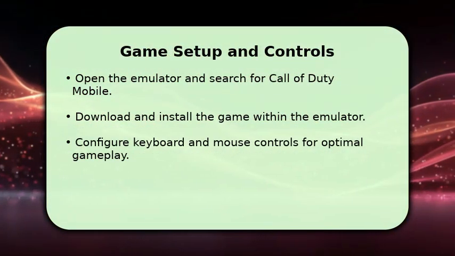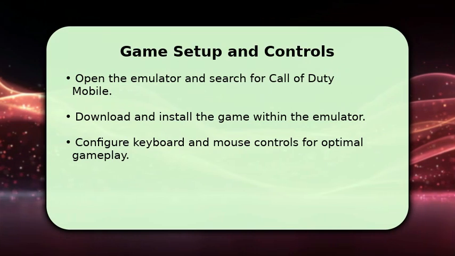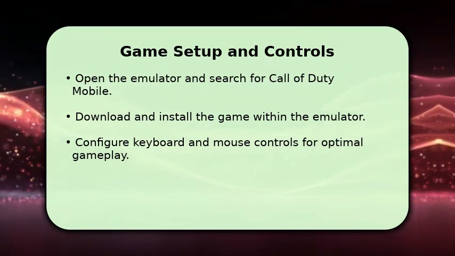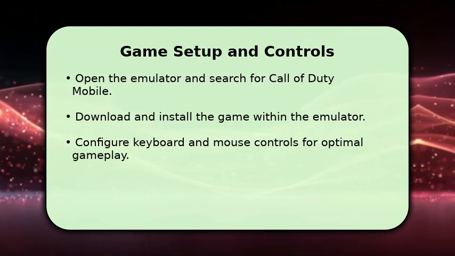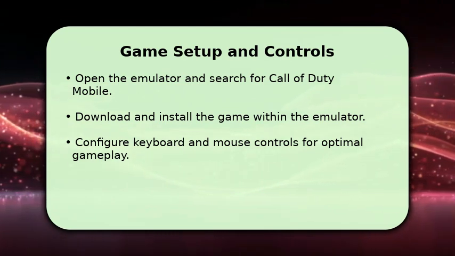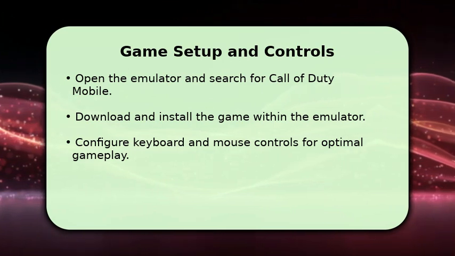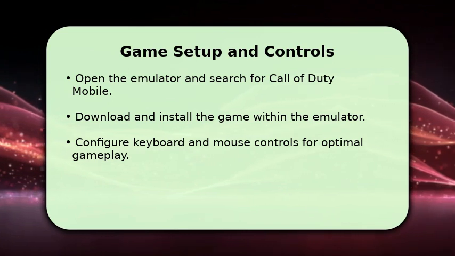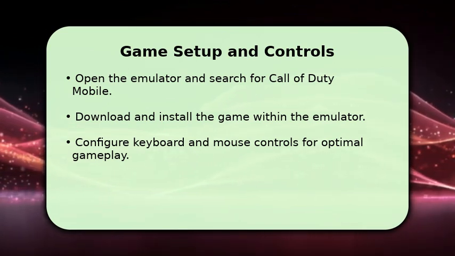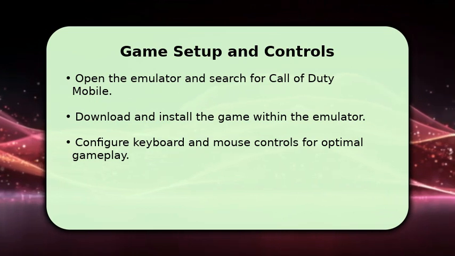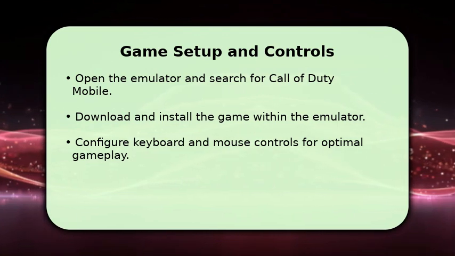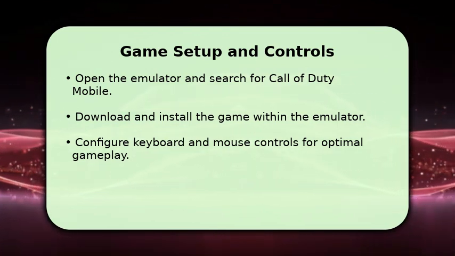Once your emulator is installed, launch it and navigate to its App Store or search bar to find Call of Duty Mobile. Download and install the game just as you would on a mobile device. After installation, spend some time customizing your keyboard and mouse controls. Most emulators offer preset configurations, but fine-tuning them to your preference will give you a significant advantage in combat. Adjusting graphics settings can also improve your frame rate.